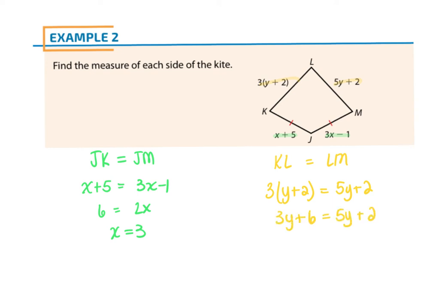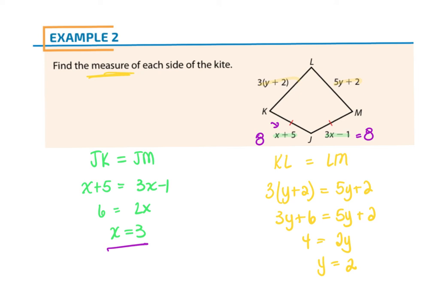Distribute here, subtract your y's over, subtract your 2 over, and then divide. All right. Now, if they wanted the measure, which is what they're really asking for, the measure of each side, we're not quite done. We found our x's and y's. They want to know what the measures are. Now, you don't have to plug it in all of them, right? Because if I plug in a 3 for the x here, 3 plus 5 is 8. I know these are congruent, so I don't even have to plug it in.